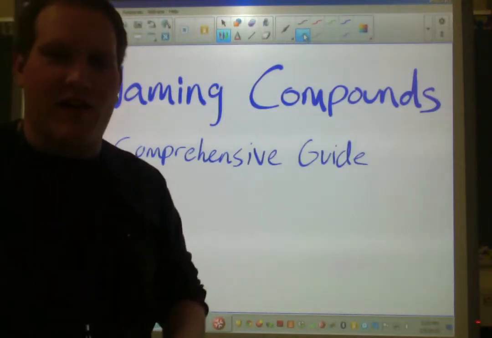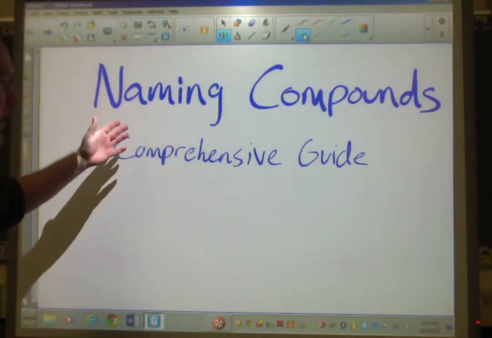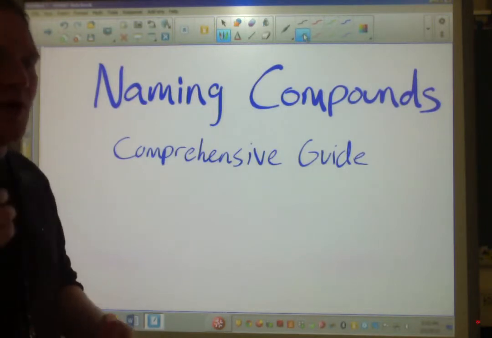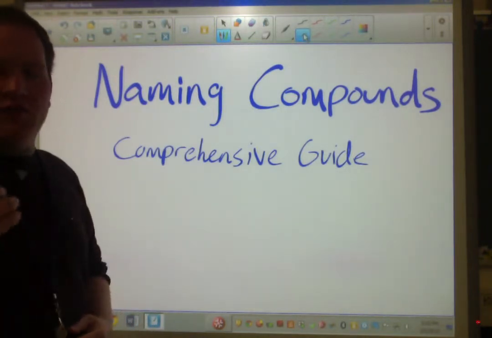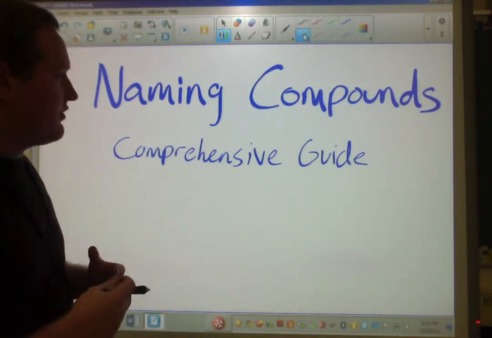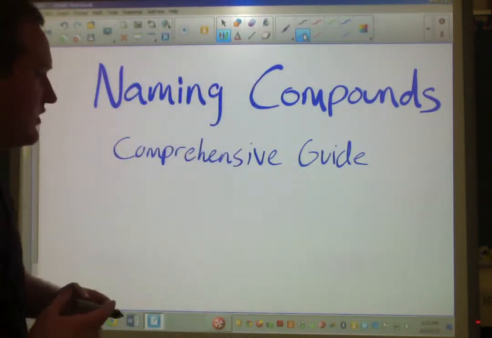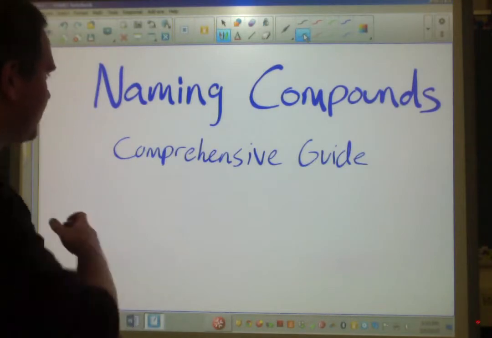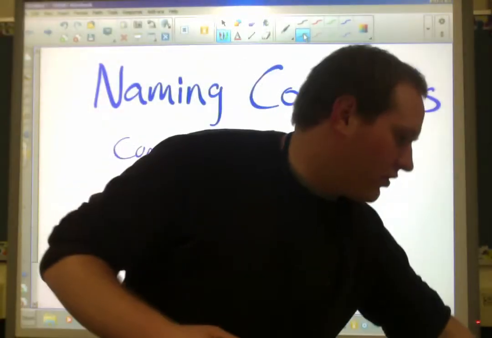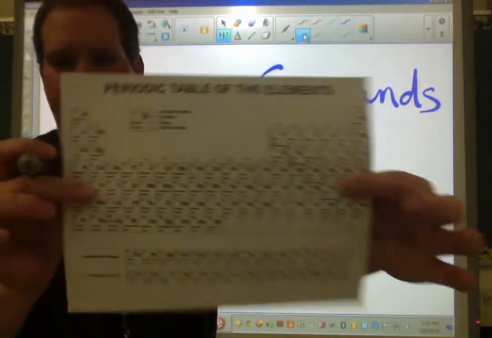Okay, so this is my comprehensive guide on naming compounds. This will take you through all of the ionic, all of the covalent compounds that you're looking for. We'll go over how to name them. We'll go over how to write some formulas for them. Let's get started. So make sure you have your periodic table with you.